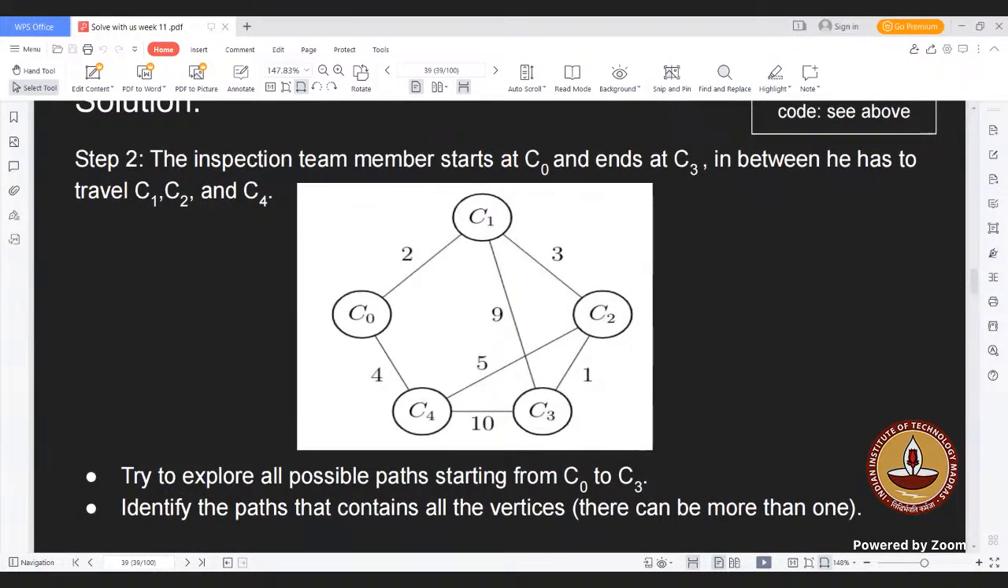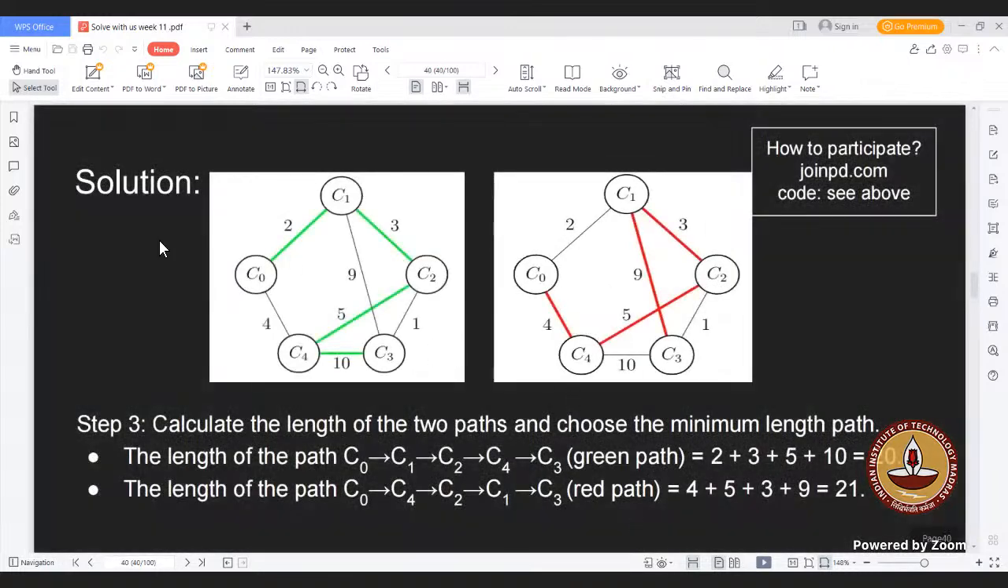Try to explore all other possible paths starting from C0 to C3. Identify the path that contains all the vertices. There can be more than one. This is one possible path: C0 to C1, C1 to C2, C2 to C4, and C4 to C3. And this is C0 to C4, C4 to C2, C2 to C1, and C1 to C3. These are two possible paths.